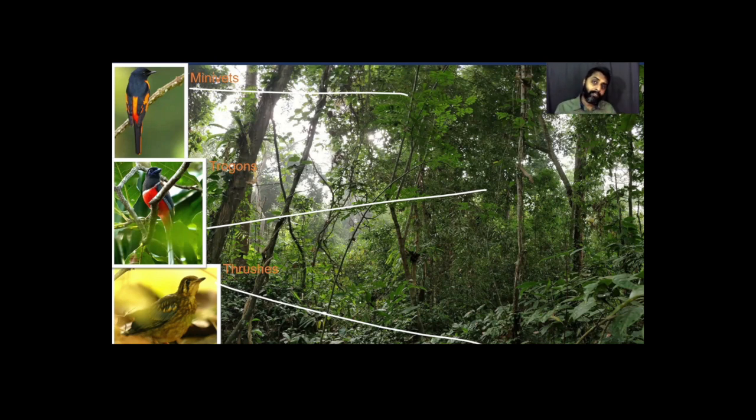floor. We'll come to behaviors next, but some of the behavior you just saw here, like thrushes on the forest floor, trogons in the middle canopy, and minivets on the top canopy. These are some of the behaviors of the birds which will help us in identifying, and also these are their habitats.